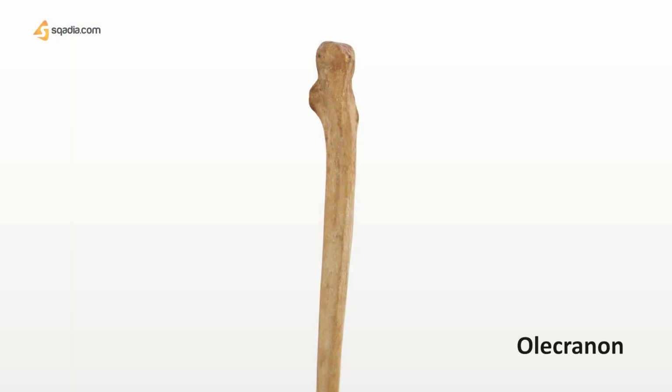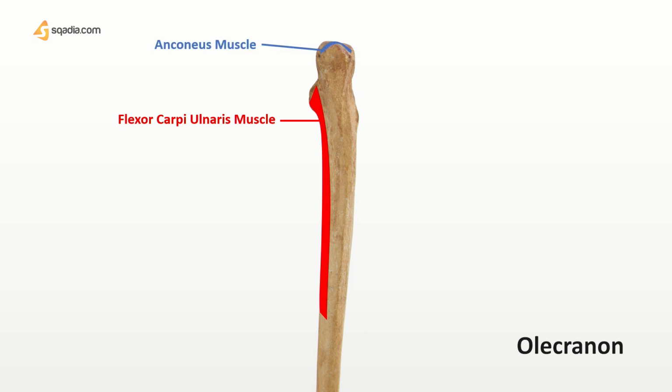The olecranon process is an attachment site for several muscle groups, including the flexor carpi ulnaris and anconeus. The major muscle attachment is that of the triceps, which is the triceps brachii muscle. At the supinator crest, a part of the supinator muscle originates from here.